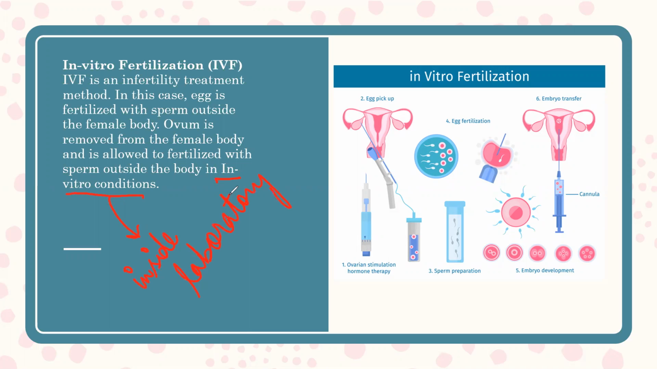Here you can see on the screen. Through ovarian stimulation hormone therapy, eggs are collected from the ovary. Then, in the same way, sperms are also collected, and then both sperm and ovums are fertilized inside the lab. Once the zygote is formed, then the embryo is transferred into the uterus. So this is how fertilization takes place outside the body.